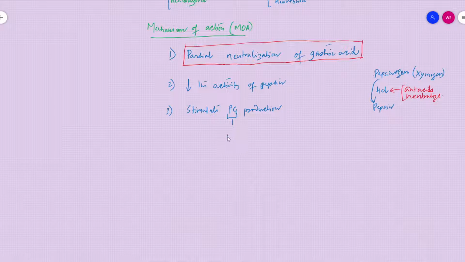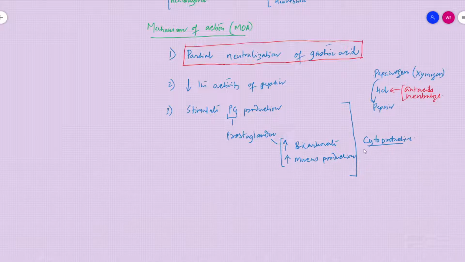Okay. So PG is prostaglandin. So what do prostaglandins do? They increase secretion of bicarbonate, and they increase mucus production. Okay. So by this mechanism, antacids are cytoprotective. Okay. Meaning they protect the gastric mucosa from getting ulcerated. Okay, so now we know that is one of the mechanisms of action of antacids.